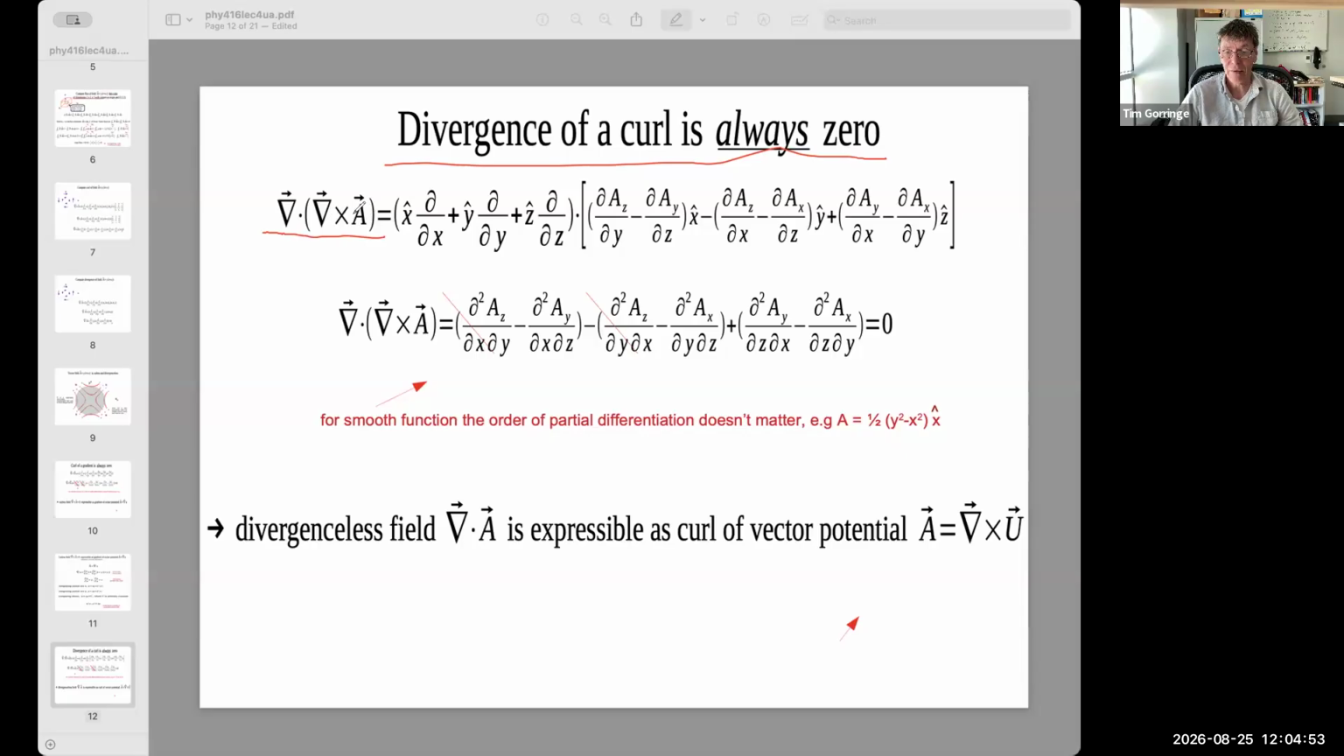I've called it A here. I think I meant to call it u here and probably u here. But anyway, why would the divergence of a curl of a vector field always be zero? Why on earth would that always be zero? Well, I've demonstrated in rectangular coordinates here that it is always zero.